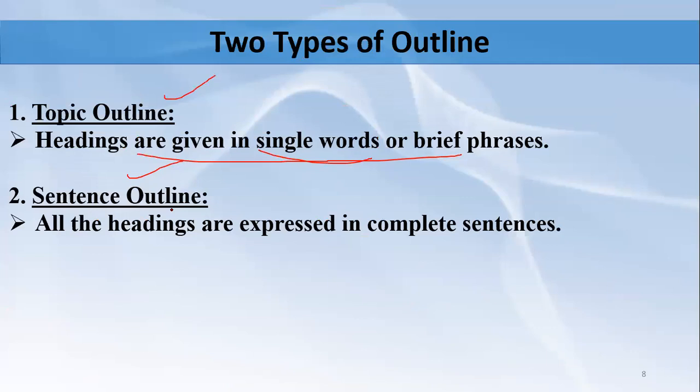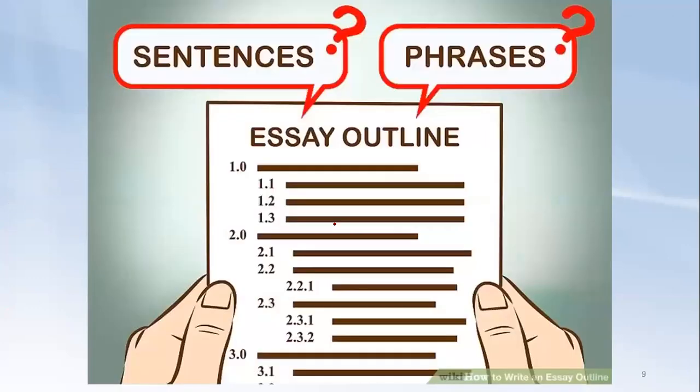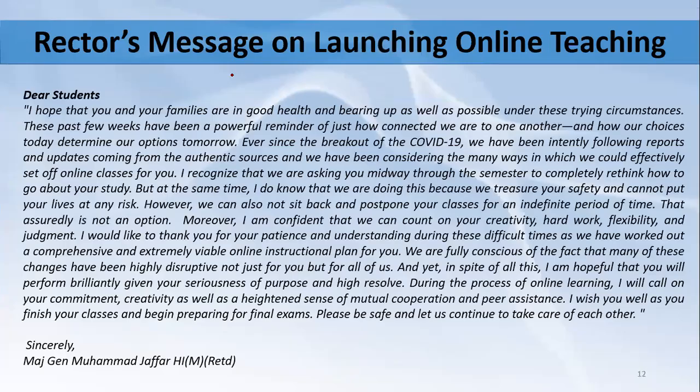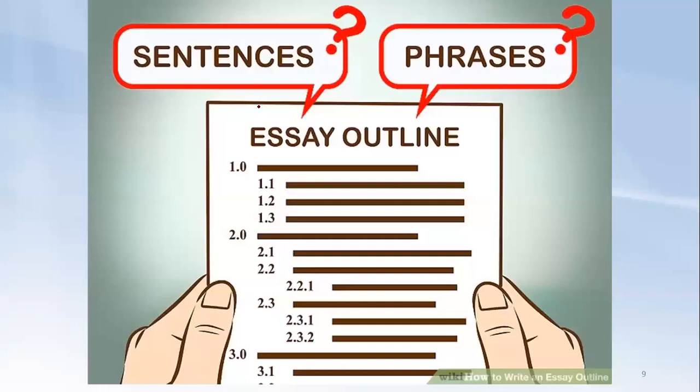On the other hand, we may have a sentence outline as well. All the headings are expressed in complete sentences. Instead of these single words and phrases, you may write short sentences. Clear? That is also an outline, but it takes a lot of time. It is time consuming, so it's better if you go for the topic outline. Clear? And this is how both of them look.